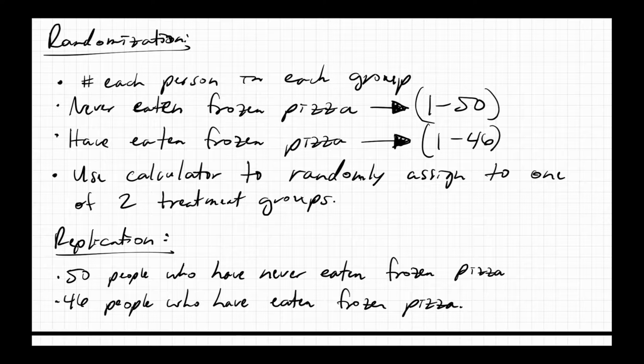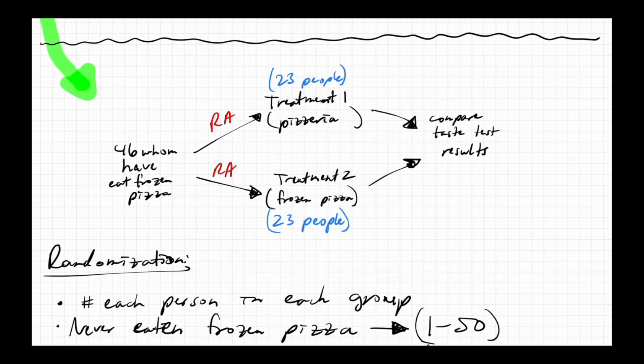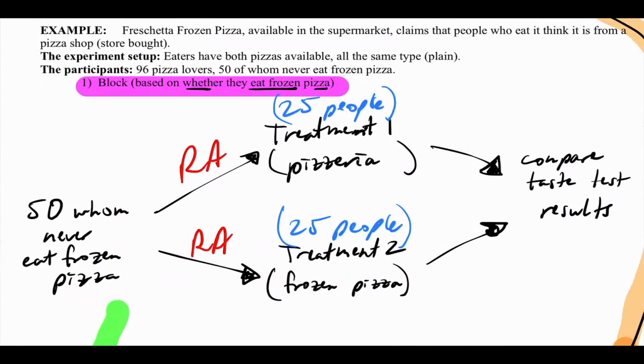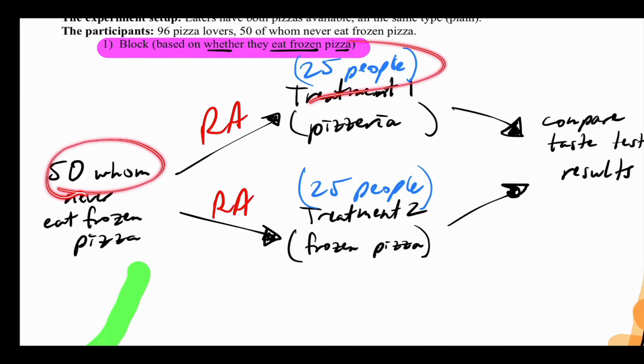I'm going to do it differently. I'm going to do them separately. 1 to 50 and 1 to 46. So I'm going to use the calculator to randomly assign everyone, one to one, to one of 2 treatment groups. If you're one of these 46 people, you're either going to be here or here. If you're one of these 50 people, you're either going to be up here or down there. Okay?